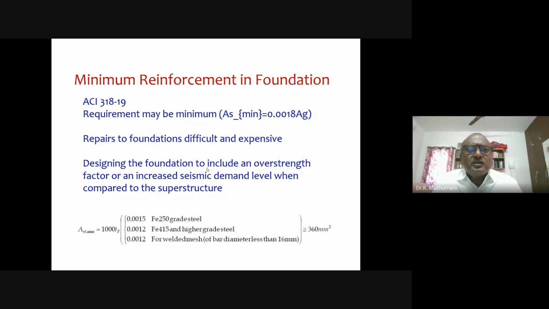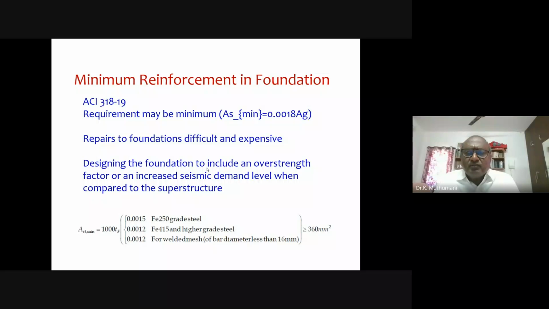But interestingly, ACI 318 talks about a higher minimum of 0.18. They give so many reasons, and I am not going to explain all of them. But one of the reasons they give is that repairs to a foundation are difficult and expensive, so it is better to have a little more. This is maybe a crude rule for you. But interestingly, we are not taking care of a factor of safety for the foundation for various actions like bending moment or direct forces. That is a very important thing, in my opinion.